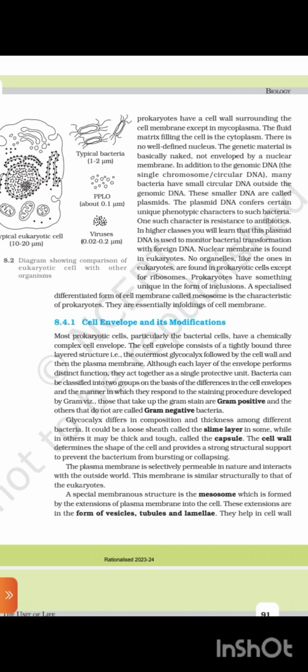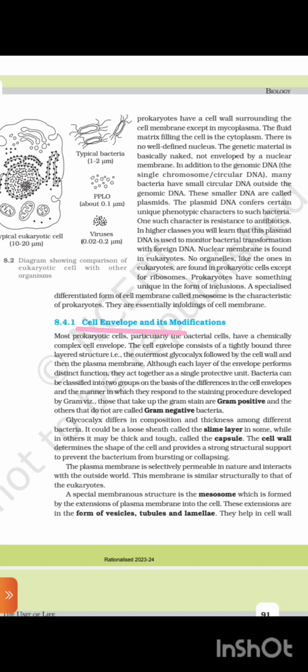One such character is resistance to antibiotics. In higher classes, you will learn that this plasmid DNA is used to monitor bacterial transformation with foreign DNA. Nuclear membrane is found in eukaryotes. No organelles like the ones of the eukaryote are found in prokaryotic cells except for ribosomes. Prokaryotes have something unique in the form of inclusions. A specialized differentiated form of cell membrane called mesosome is the characteristic of prokaryotes. They are essential in folding of the cell membrane.